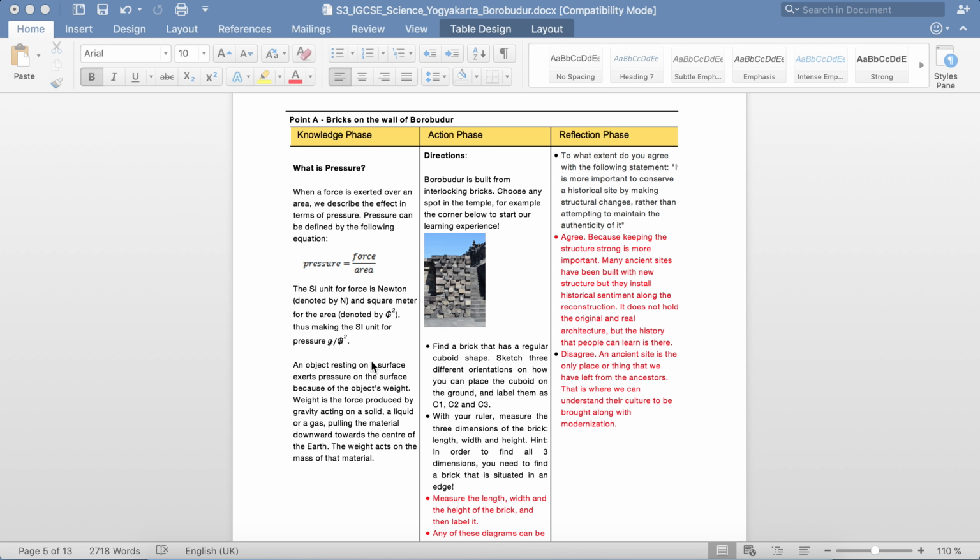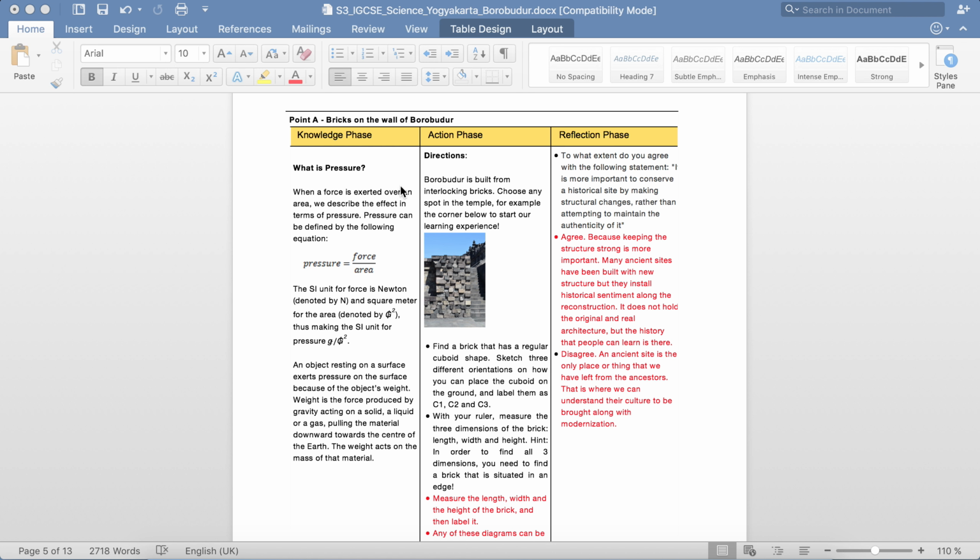Information in the knowledge phase must be relevant to what you are going to talk about in the action and reflection phases. For instance, if you talk about pressure here under point A, then your questions under the action phase in point A must also be connected to the information provided in the knowledge phase.